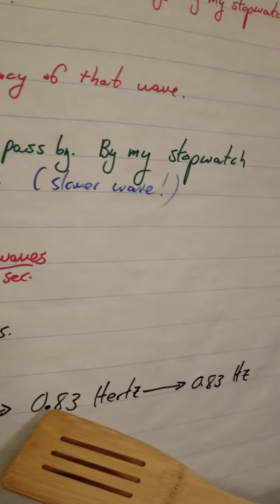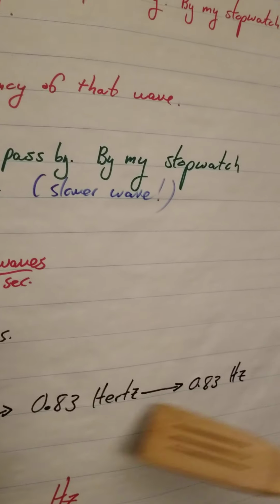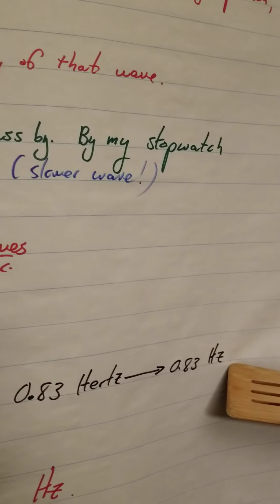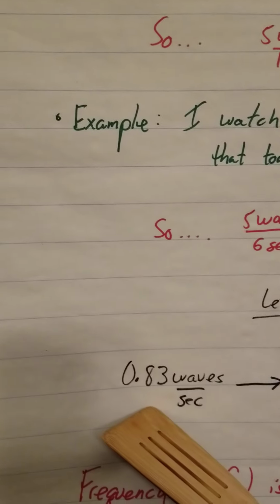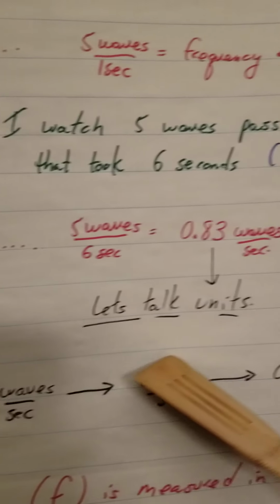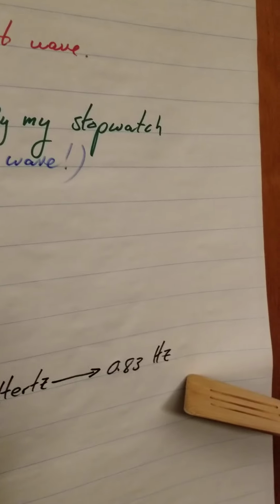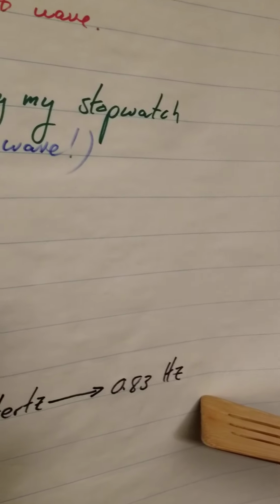Named after a scientist, Heinrich Hertz. And then we abbreviate that as Hz. So let's get back to the most important. If this is confusing, don't sweat it. 0.83 waves per second gets abbreviated hertz, Hz. That's all you need to know.